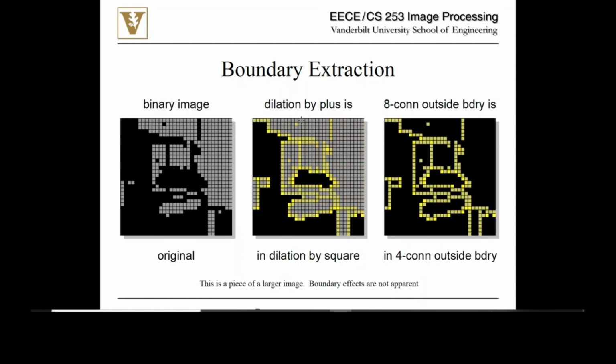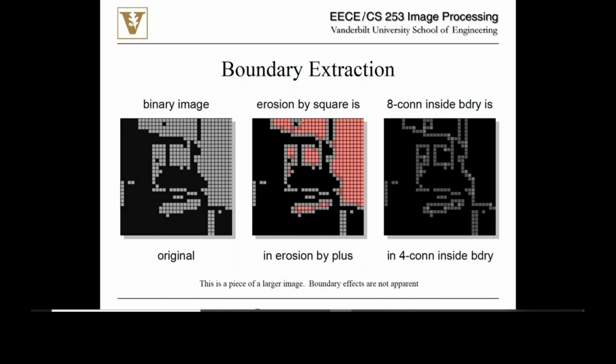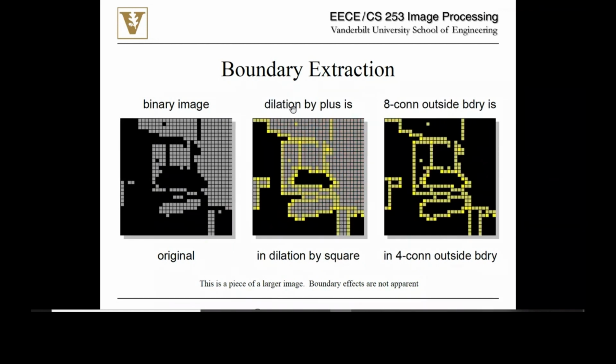Yeah, and there are properties. For instance, this property here: the weakly connected outside boundary is contained in the strongly connected outside boundary, for sure.